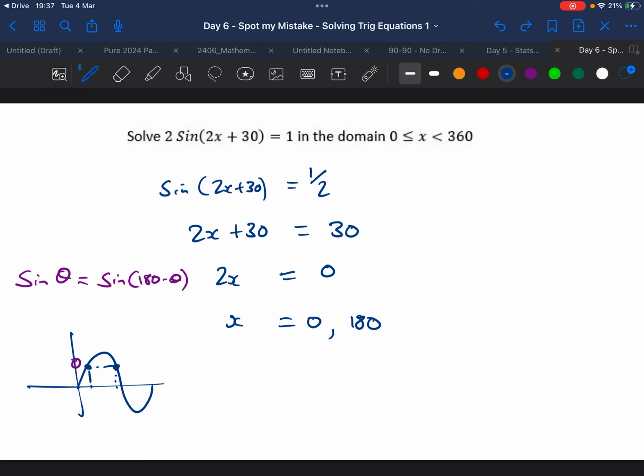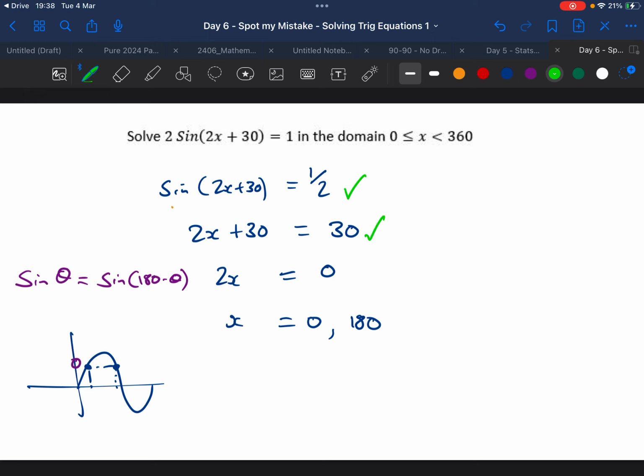Okay, so take a moment to have a quick think. What's wrong here with my answer? So to start with, getting sine on its own, this was good. How about the next step? Again, this is okay. So it's okay, but the problem's about to occur next.